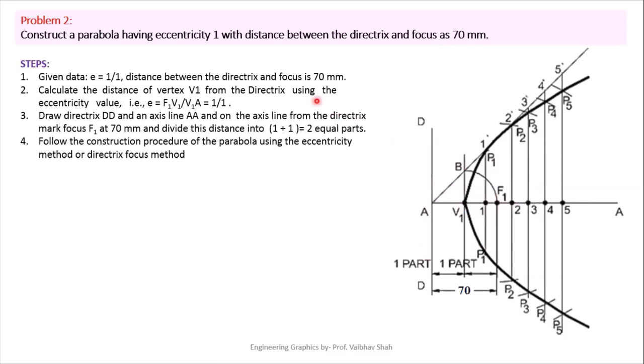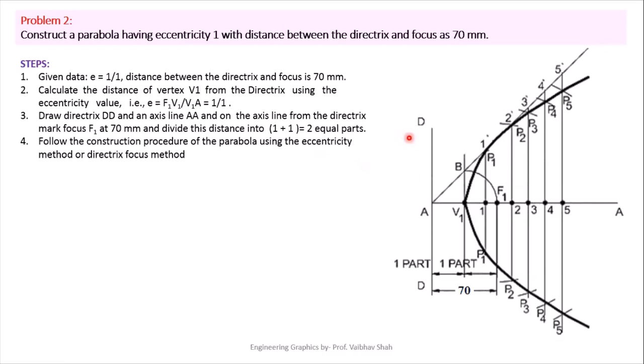As we know, our eccentricity is 1. That means your eccentricity is equal to F1V, focal point to vertex distance, divided by vertex to directrix distance, which is V1A, which is nothing but 1:1. This suggests that the F1V1 dimension is exactly equal to the V1A dimension. That means your point V1 would be at the center of your F1 and A. As you can see, your point V1 would be at the center point of F1 and A. So let us start our example.